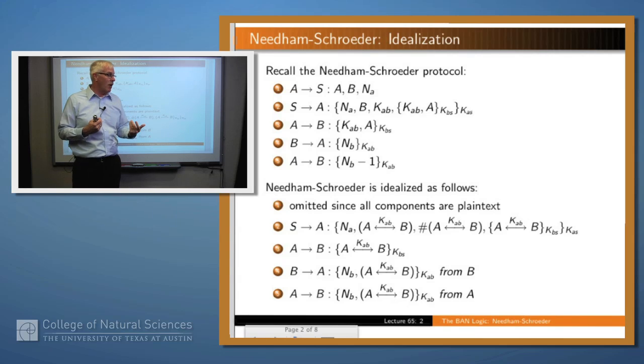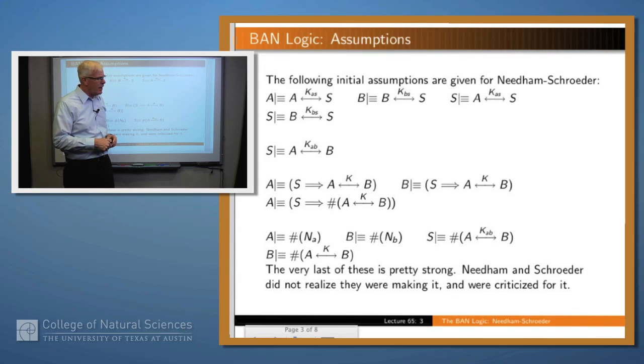So for example, we've got the nonce that A generated. We've got a statement that says A and B now should share this new key KAB, that fact is fresh, and that same fact packaged up so it can be sent on to B. So once again, let me emphasize that to carry out this idealization step, you have to pretty well understand what the protocol is attempting to accomplish in each step.